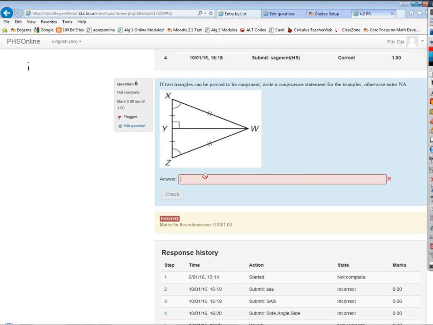Wait, I just put triangle ZYW is congruent to triangle XYW. Oh, and that was right, wasn't it? Yeah, that's what they're asking. Actually, look. I didn't read the question. Oh, I see. They don't want you to say SAS. They're asking if two triangles can be proved congruent, write a congruence statement, and if not, write NA.